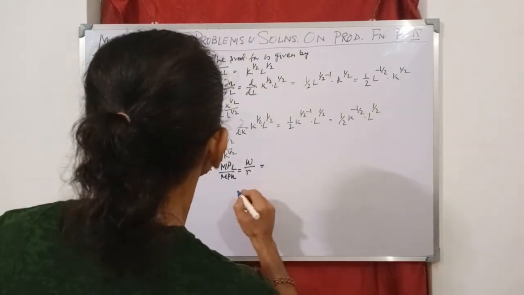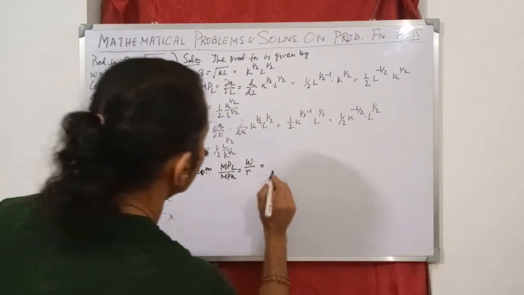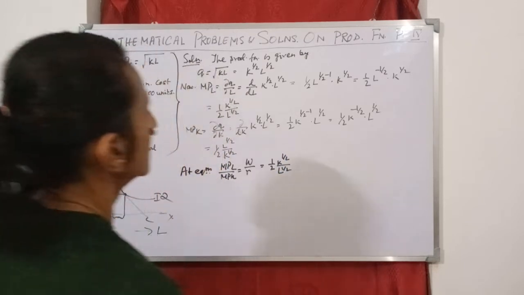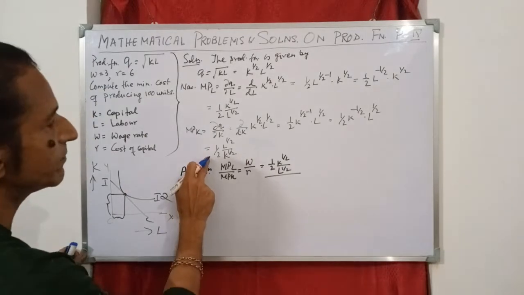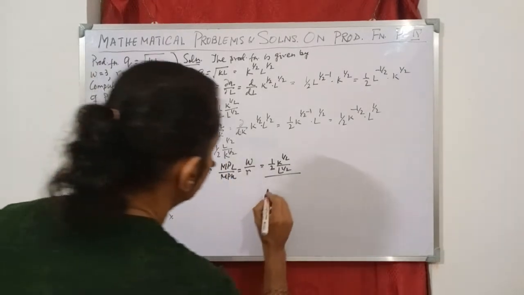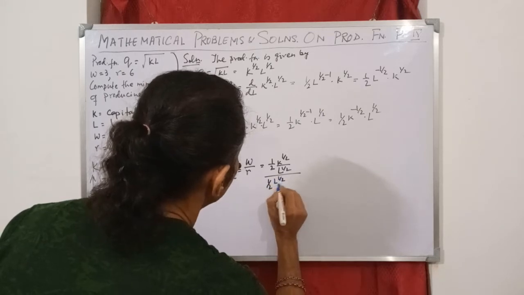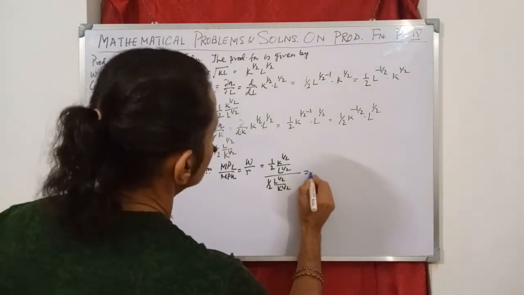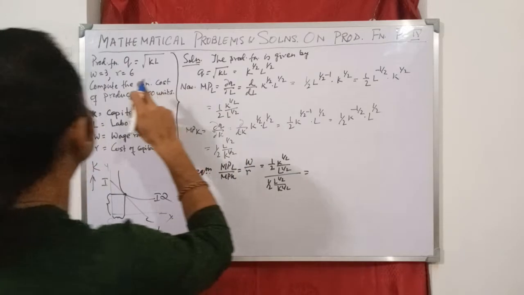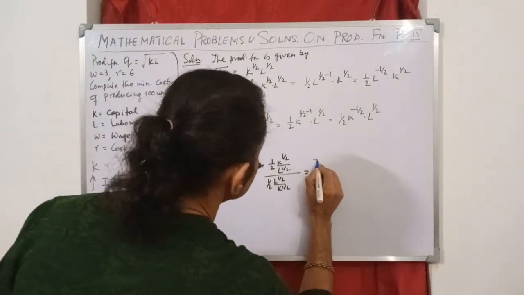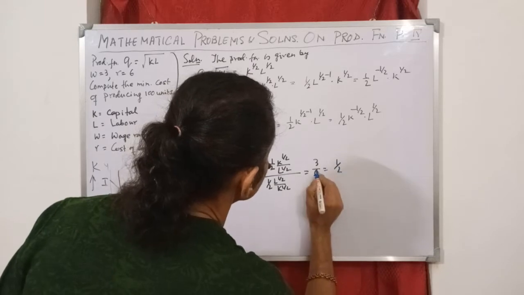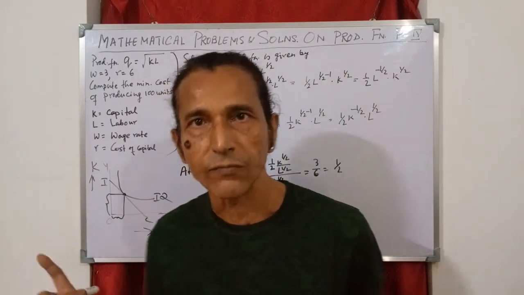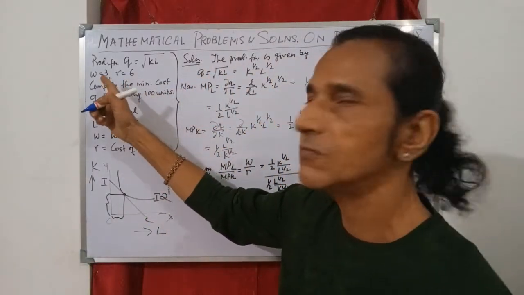So what is MPL? Half K to the power half divided by L to the power half. And what is MPK? MPK is half L to the power half divided by K to the power half. Right? So this is equal to how much? W by R, and W is given as 3 and R is 6. So this is 3 by 6 or half. So MPL by MPK is equal to half, given this production function and the values of W and R.